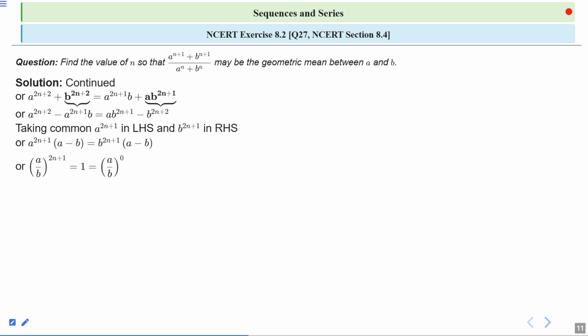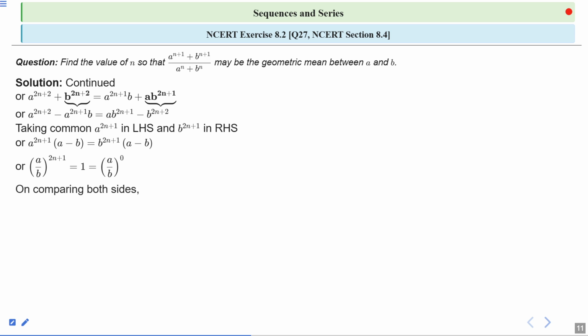So now if we cancel a minus b here, basically the two terms are the same. So a minus b you can cancel, and then you will get (a/b) to the power 2n plus 1, equal to 1. And as you know, we can write (a/b) to the power 0 as 1. So 1 can be written as (a/b) to the power 0. So (a/b) to the power 2n plus 1 is equal to (a/b) to the power 0.